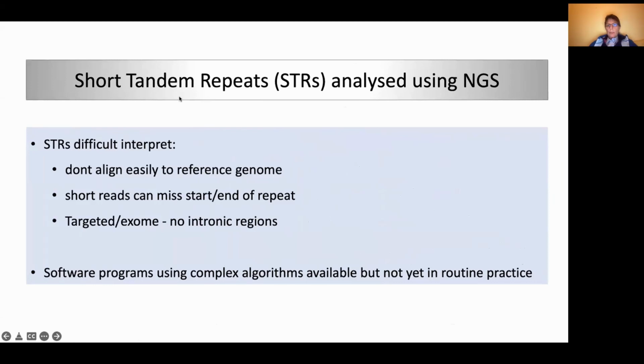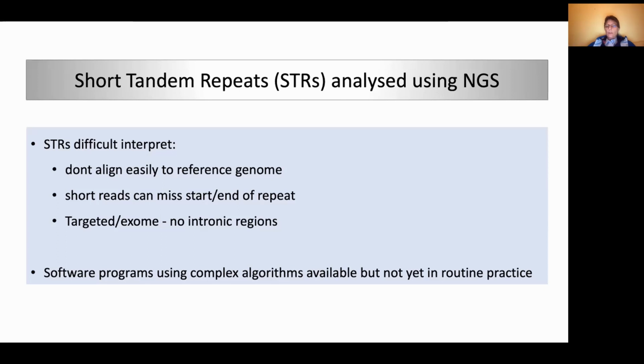So short tandem repeats, this includes the CAG repeats that Matthis mentioned that are the cause of SCA 1, 2, 3, 6, 7, and 17. And also the repeats found in Friedreich's ataxia, which are intronic. Now, as I mentioned, they do not align easily to the reference genome, and it can be very difficult with short reads to miss the start or the end of the repeat. So you can't tell where it started and where it's finished. So you can't work out how many of these CAGs there might be.